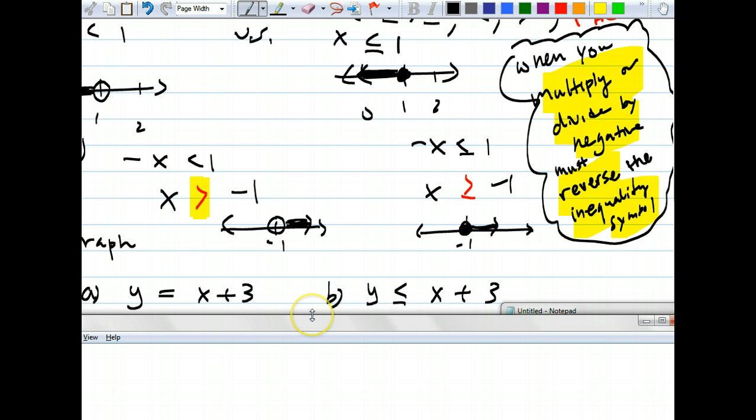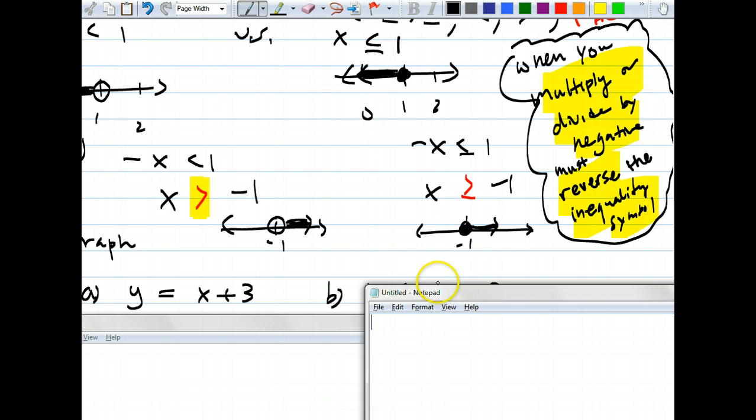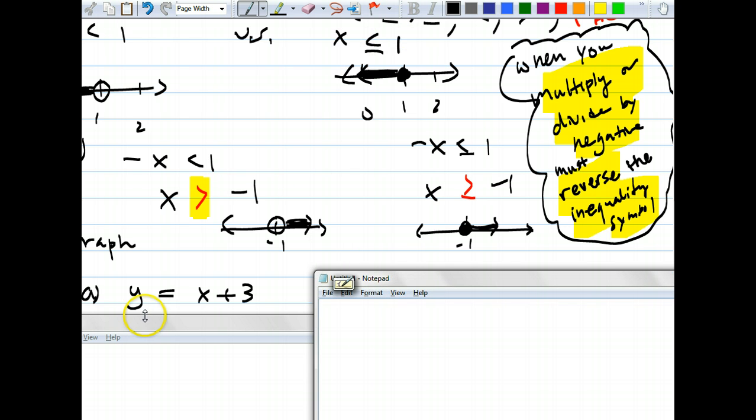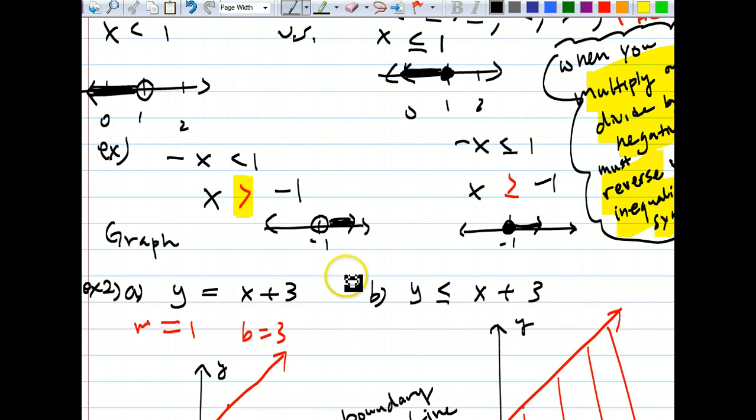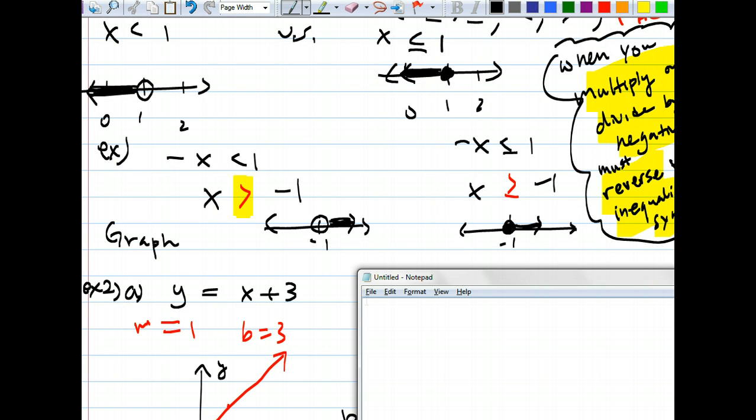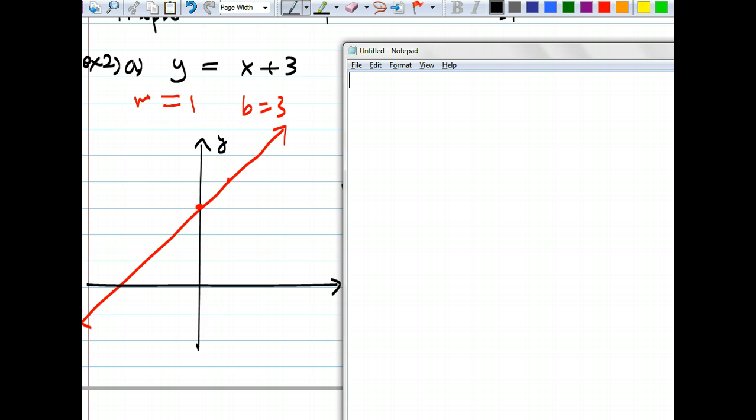Now I'm going to ask you to graph this one. Look at A. Everyone should know how to graph y equals x plus 3, right? Can you all graph it on that graphing paper? Go ahead, everyone try. This is example 2A. Did you all get a graph that looks something like this, where the slope is 1, invisible 1, and the y-intercept is 3, so you go up 3, then up 1 and right 1, remember?